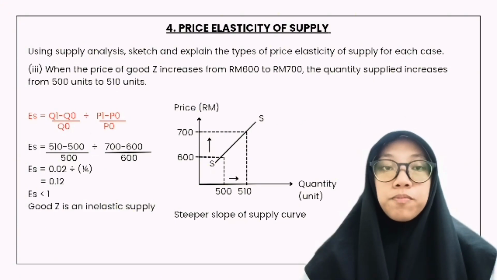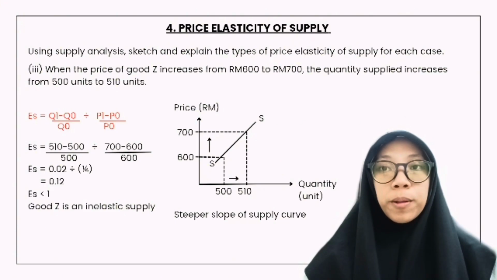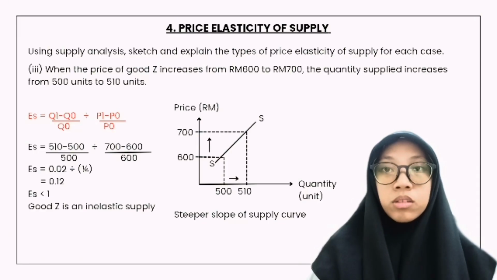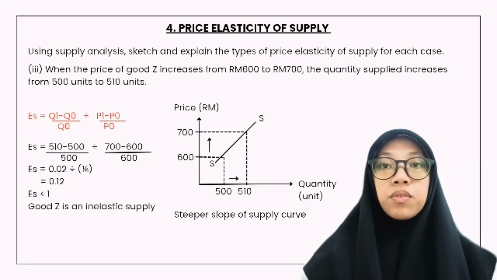Price elasticity of supply is less than 1. Therefore, good Z has an inelastic supply. Look at the graph. An increase of price will increase the quantity by a smaller amount. Therefore, the supply curve has a steeper slope.